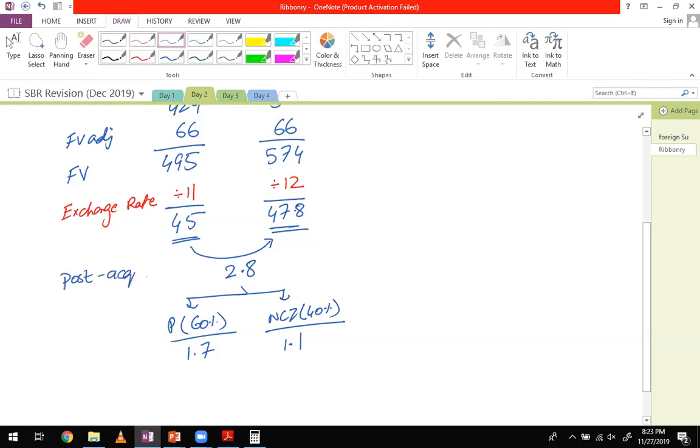This 2.8 is called the post-acquisition profit. And 1.7 is the share of parent. And 1.1 is the share of NCI in the post-acquisition profits.